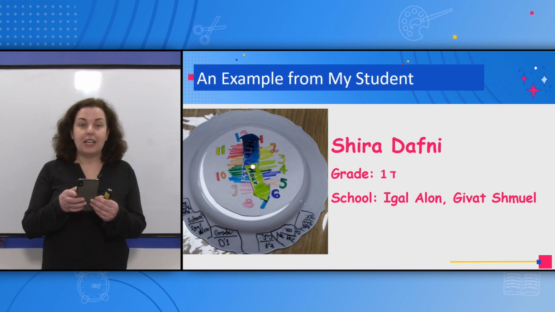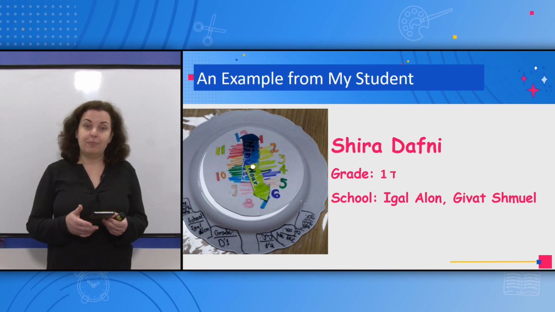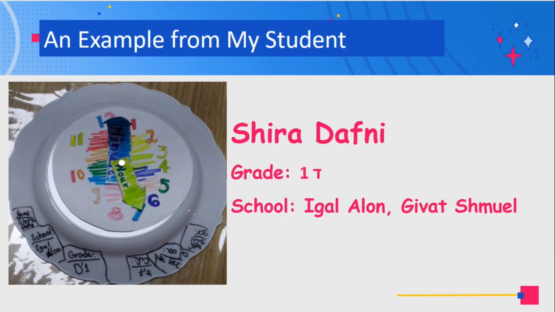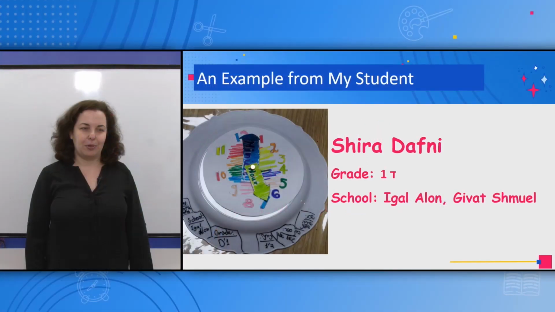My student, her name is Shira Daphne, and she's from grade Daled 1 in a school called Igal Alon in Givat Shmuel. This is what Shira sent me. She sent me her clock. You can see on Shira's clock that it's 7 o'clock. And she wrote Shira Daphne, grade Daled 1 in Igal Alon school in Givat Shmuel. This is a beautiful example. Thank you, Shira, for sending your example.